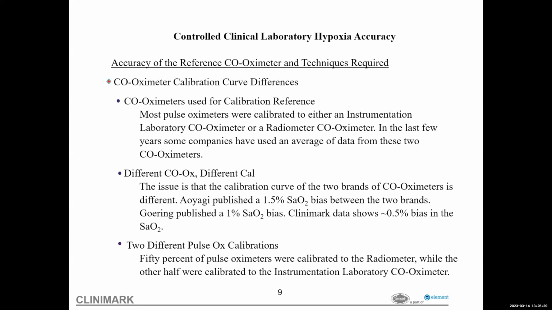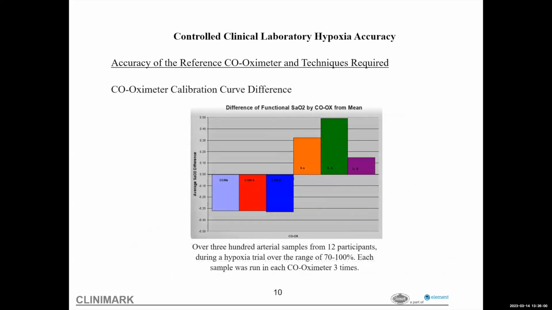Yagi published a 1.5% difference between IL and Radiometer. Gehring published a 1% difference, and Clinimark data shows approximately 0.5% difference or bias between the two widely used co-oximeters. What this means is that, in the past, about half of the pulse oximeters were calibrated to the Radiometer, while the other half were calibrated to the Instrumentation Laboratory co-oximeter. This can cause quite an issue.